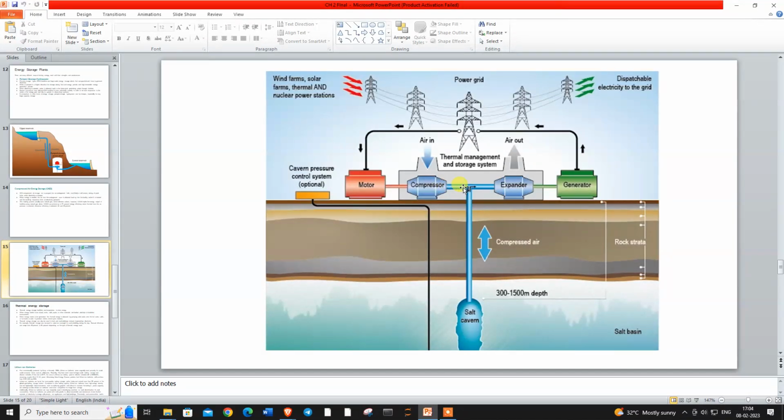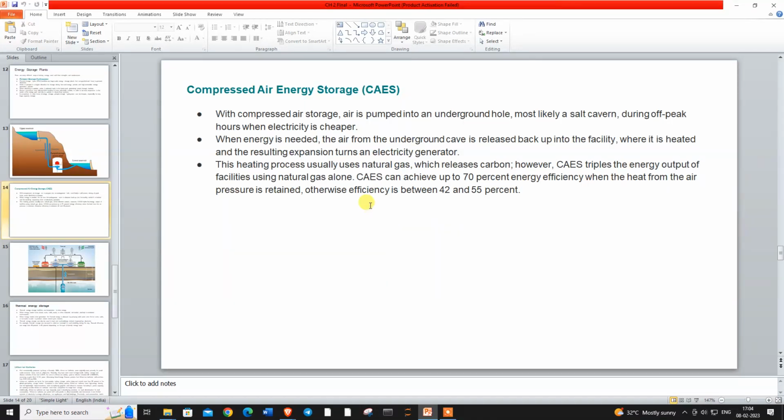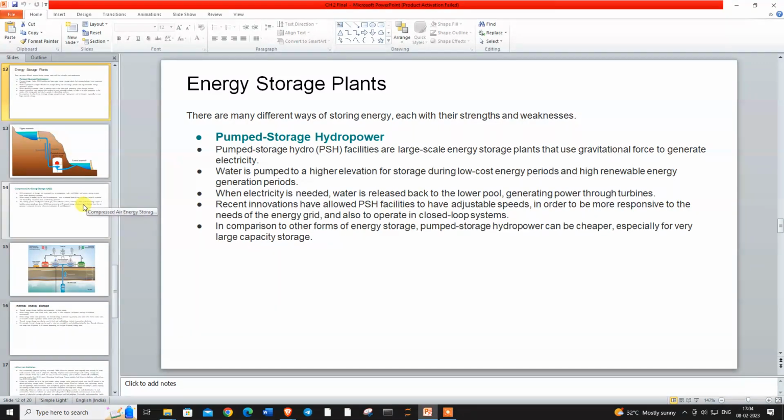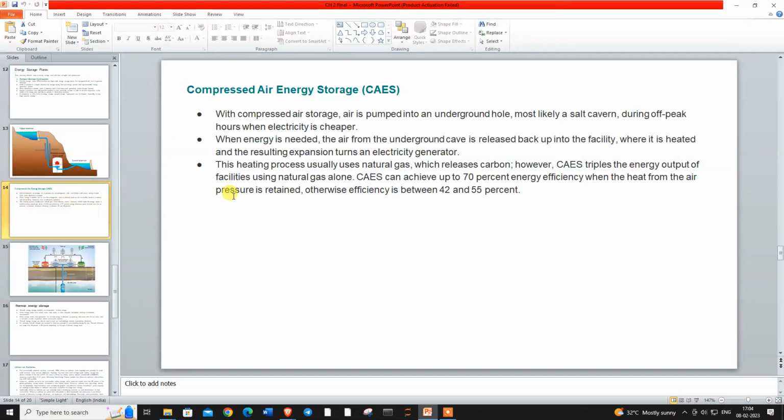Currently, in India, there is no such power plant right now, but in the US there are two facilities. One is in Alabama and one is in Macintosh. In Germany also. The capacity of that particular plant is 110 megawatt, and the other is 317 megawatt. So this is the second part of energy storage plants. The first one is pumped storage, the second one is compressed air energy storage.